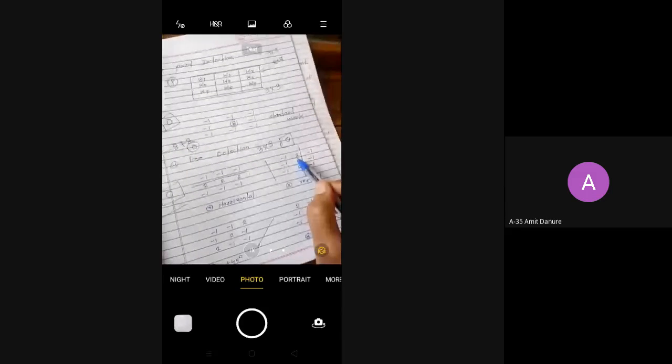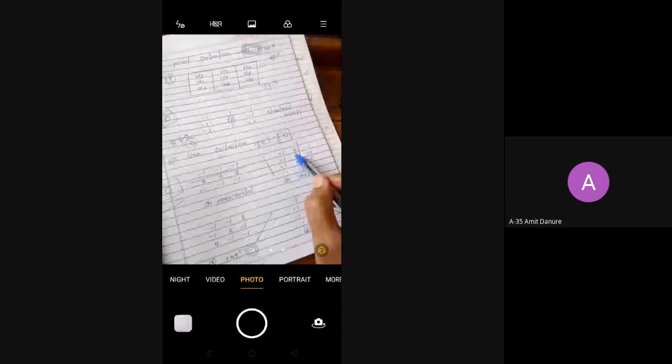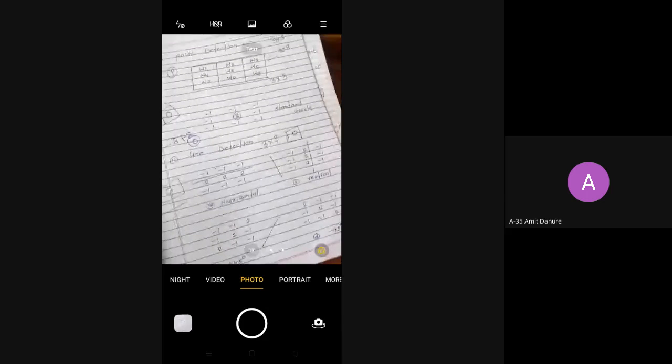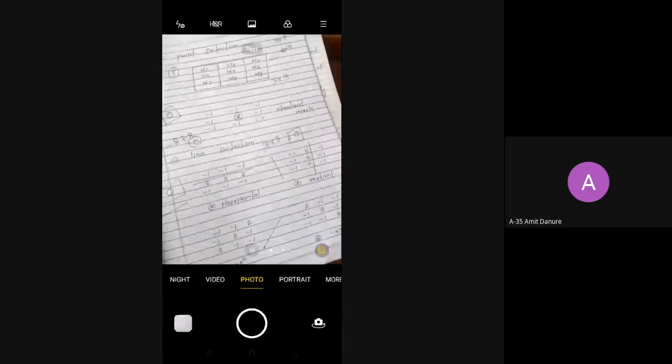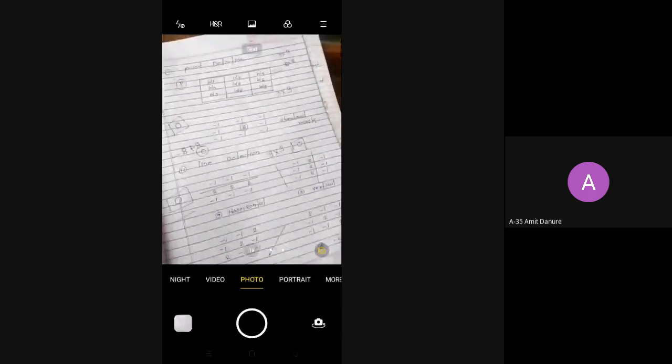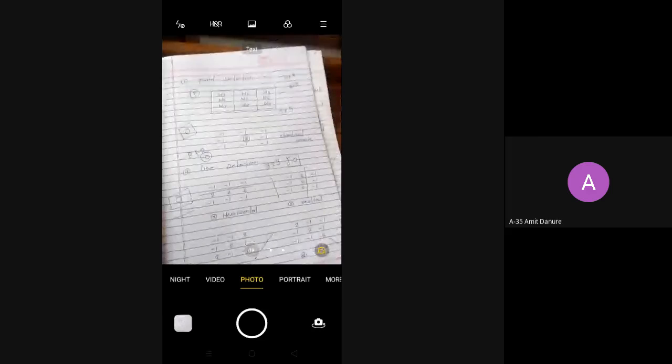Did you understand how we can consider line detection? Yes, have you understood it? Hello. Understood or not? Yes, give your response.